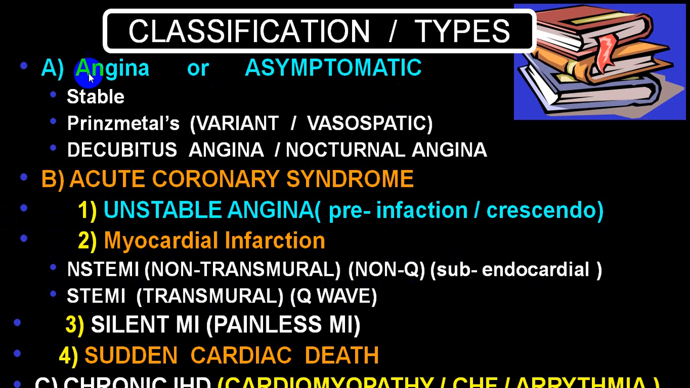You can have it without any symptom, which we call silent MI, or the person can go into sudden cardiac death. And now there is one more terminology in acute coronary syndrome, which we call MINOCA.